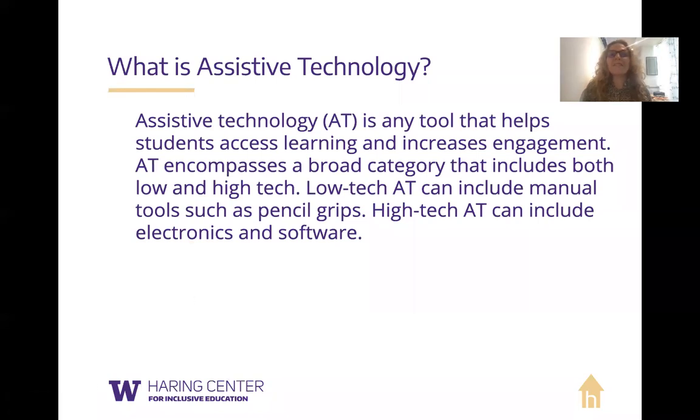To start, what is assistive technology? Assistive technology can include any tool that helps students access learning and increases engagement. AT encompasses a broad category that includes both low and high-tech supports or tools. Low-tech assistive technology can include manual tools, such as pencil grips. High-tech assistive technology can include electronics and software.